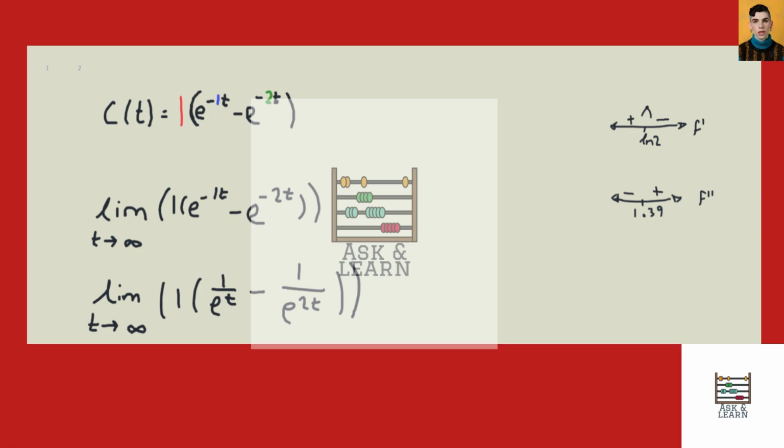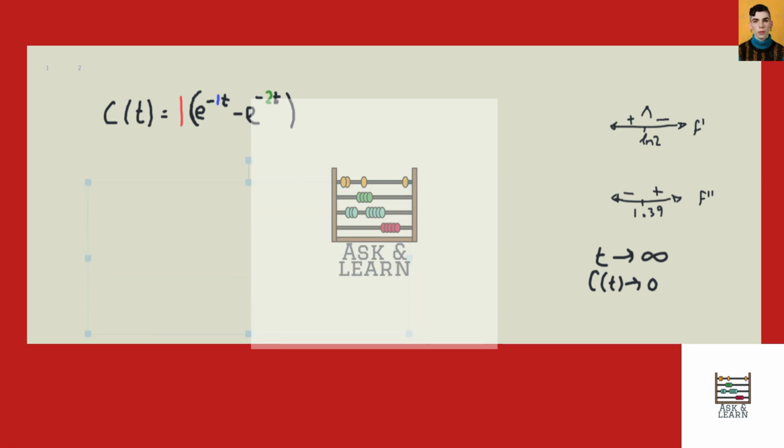All right, and if you take a look at this, we substitute wherever we see t's, we're going to substitute infinity. So as t approaches infinity, we see that 1 over a very large number is close to 0. So this is going to approach 0. So as t approaches infinity, our y values, which is concentration over time, is going to approach 0. So we have a horizontal asymptote at 0. Okay, and now we can graph.